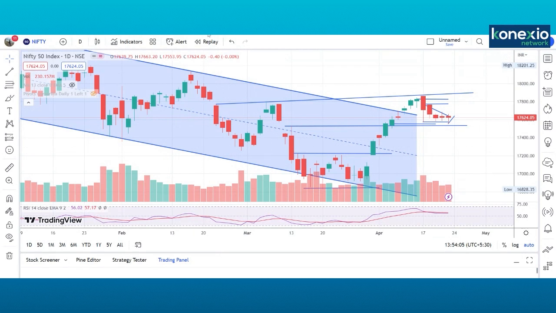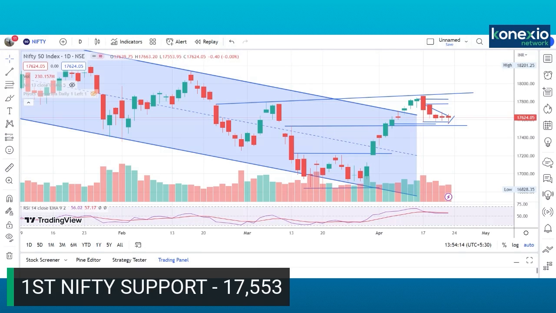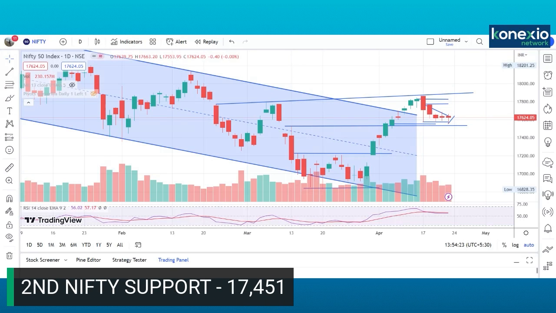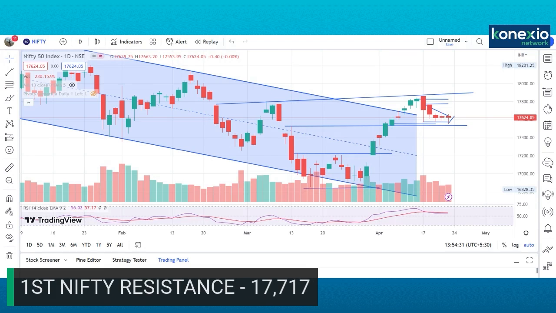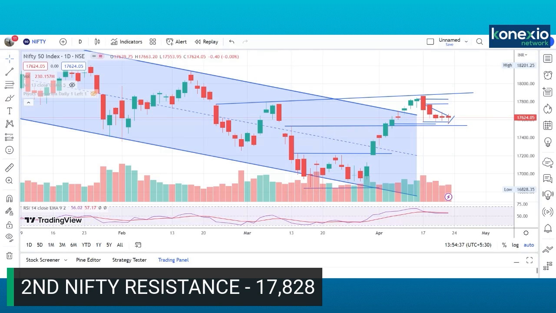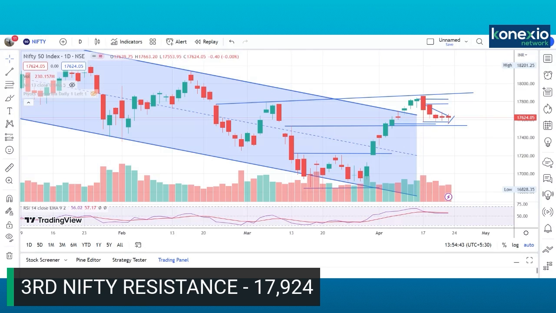Now let us discuss the important supports and resistances in Nifty for the next week. The first support is placed at 17,553. Below that, the second support is at 17,451, and below that, the third support is at 17,312. On the upside, the first resistance is around 17,717. Above that, the second resistance is around 17,828, and the third resistance is around 17,924. These are the crucial support and resistance levels in Nifty.